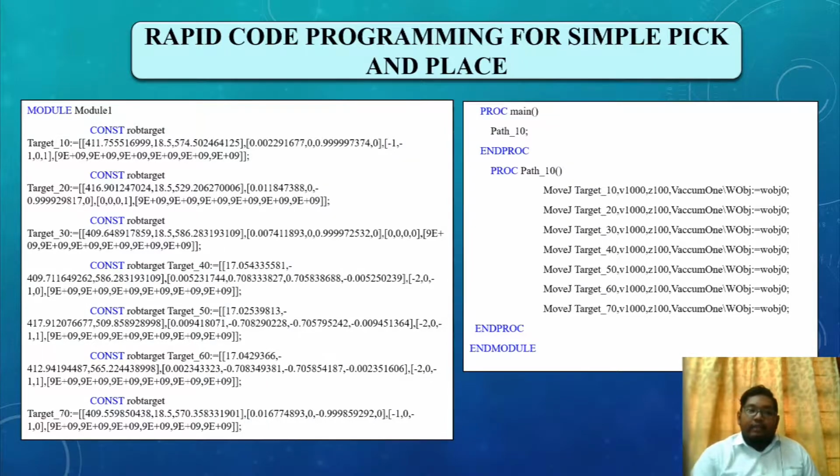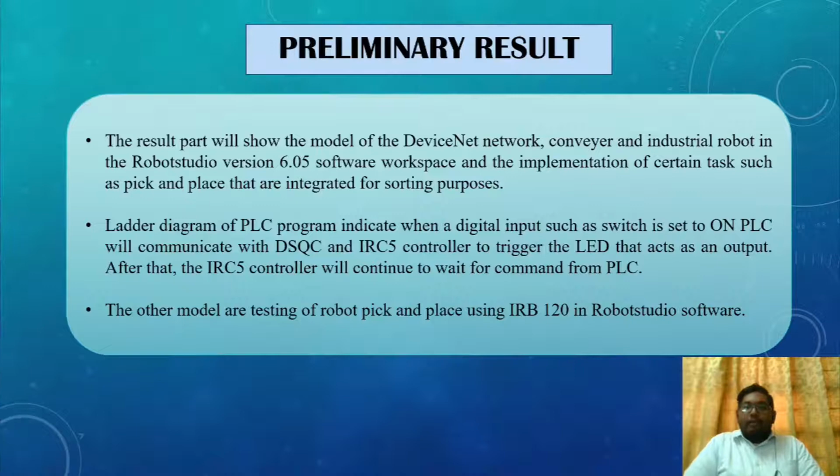is smooth and accurate. So, the preliminary results are obtained from project development in Chapter 3. The result part will show the model of the DeviceNet network, the industrial robot in RobotStudio version 6.05 software, the workspace, and the implementation of certain tasks such as pick and place that are integrated for sorting purposes.